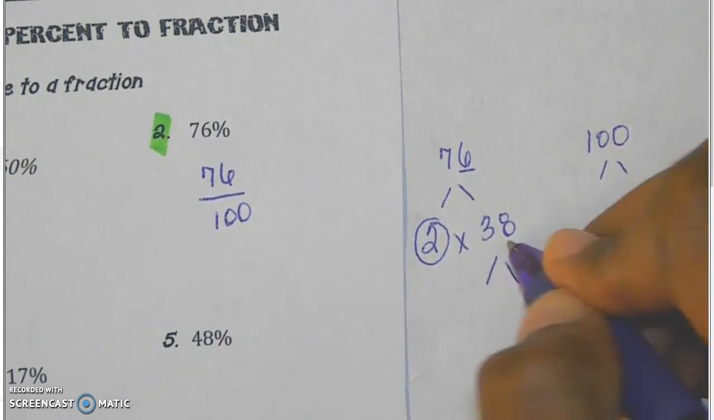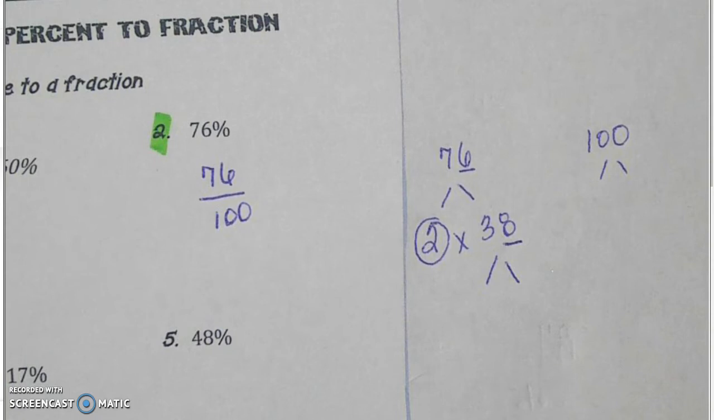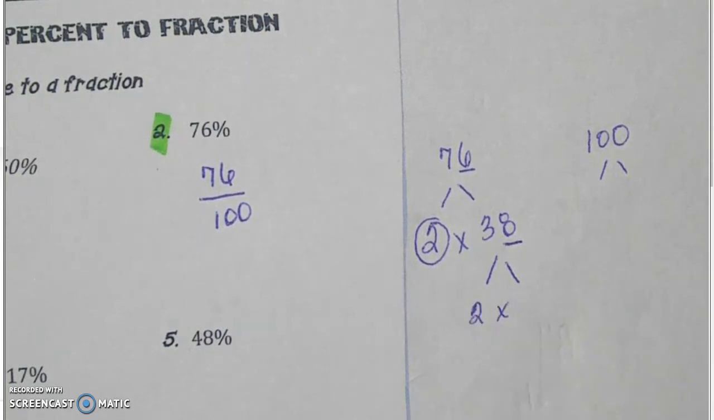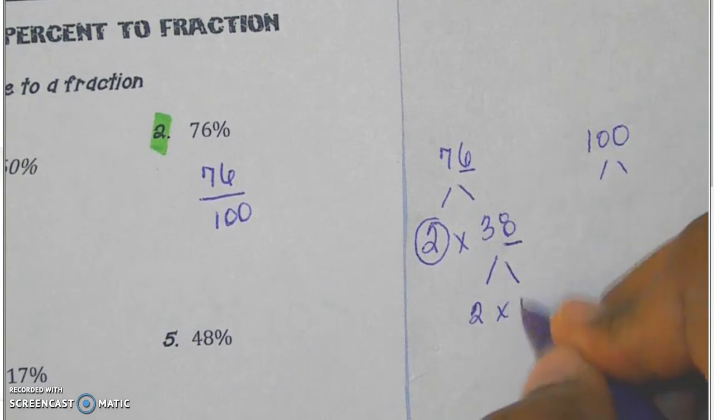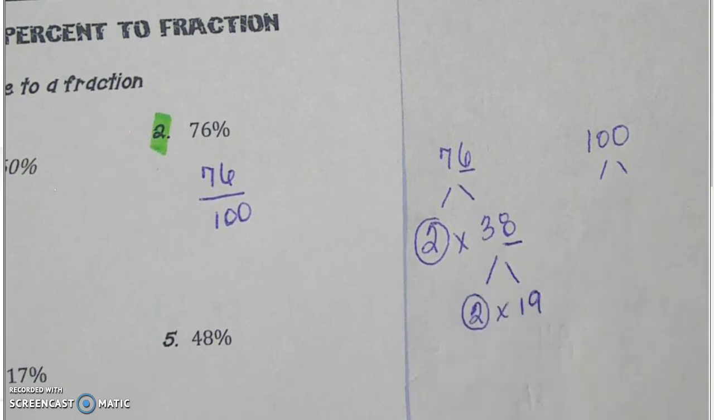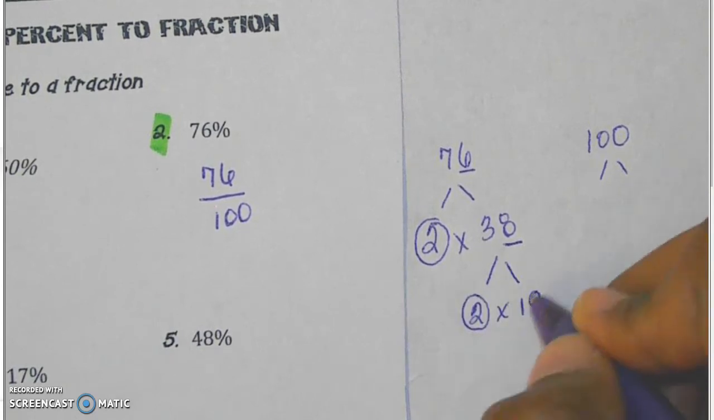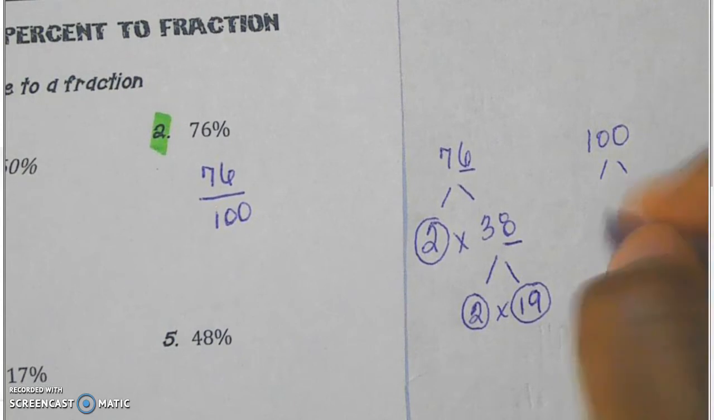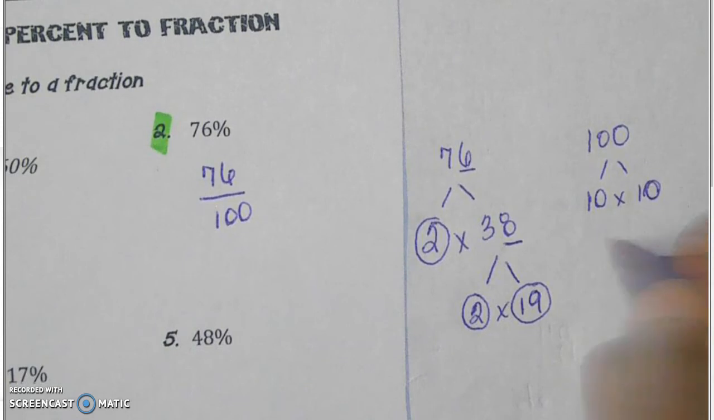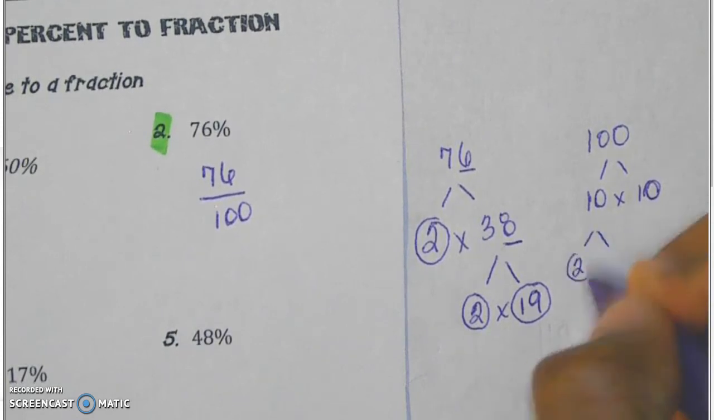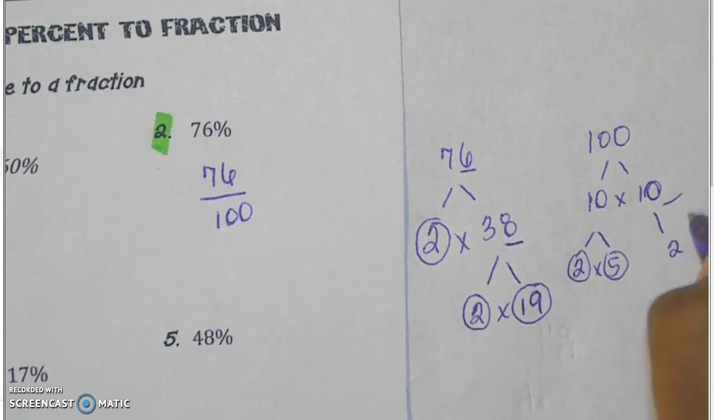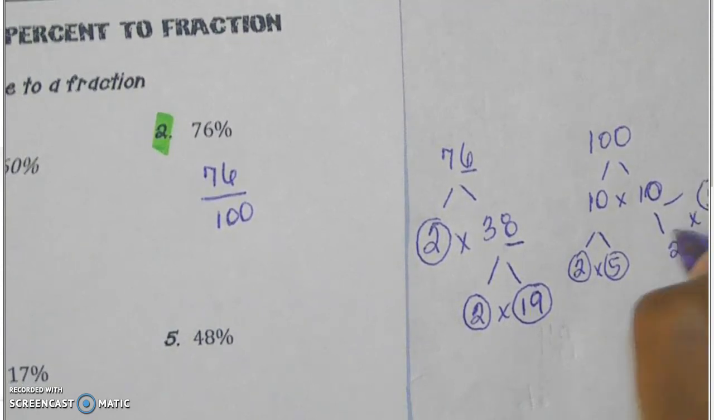Then 38. Again, in the ones place, it has an 8. It can be evenly divided by 2. 2 times what? Do a little side work. We figure out that it can be evenly divided by 19. 2 is prime, circle it. 19 is also prime. I circle it. 100, we know we can break it into 10 times 10. 10 is composite. 2 times 5. Again, 2 times 5. Circle, circle.